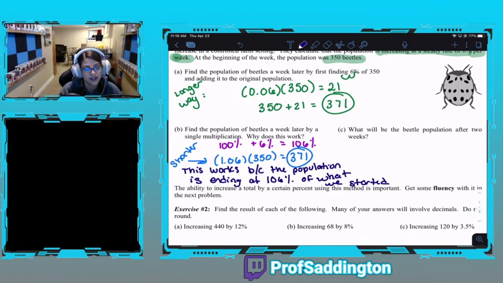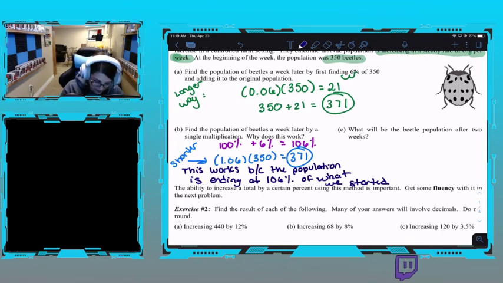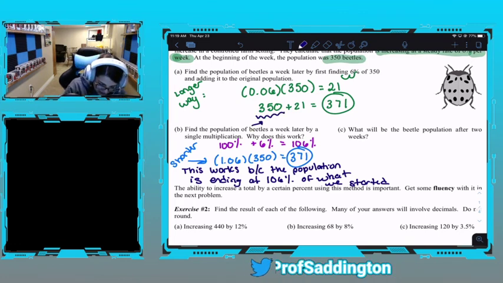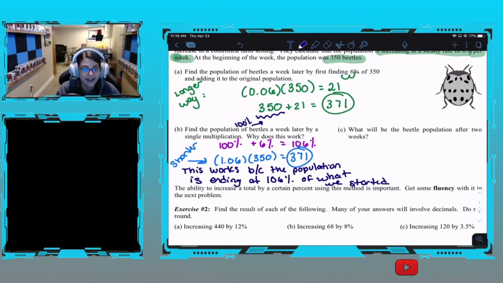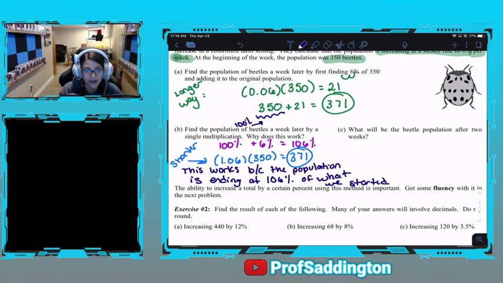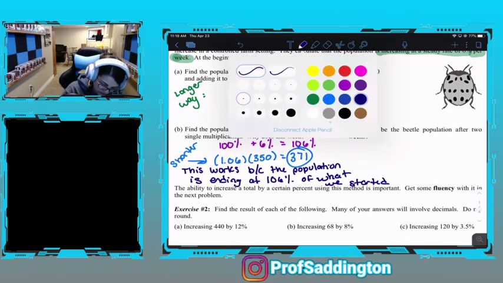You do 6% plus the original. So remember, the original is technically like our 100%. So we're still adding it on. That 6% is the 21. So it's still the same thing. I just like doing it the shorter method.